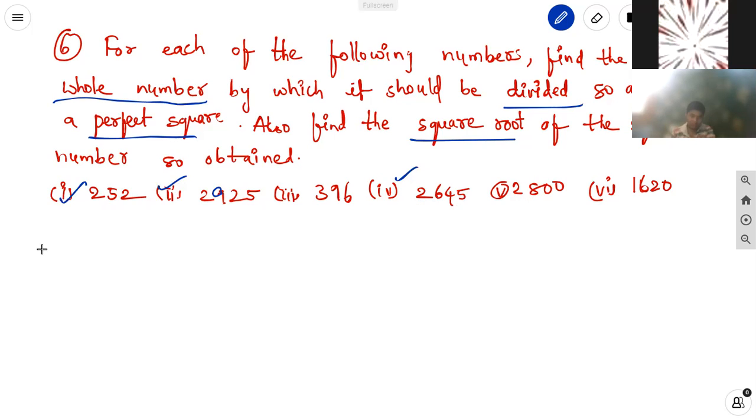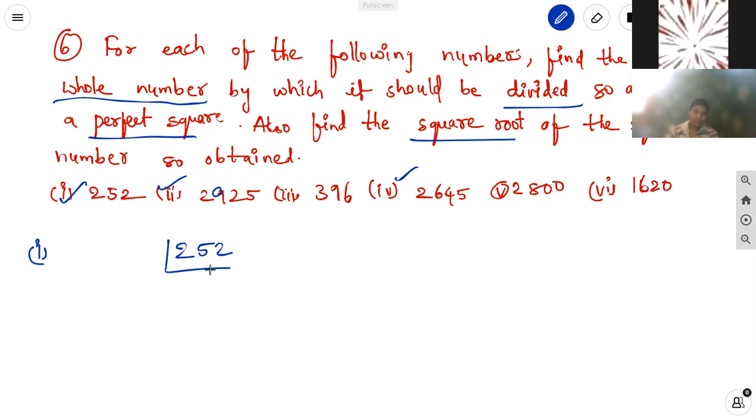Okay. Here the first question is 252. By the prime factorization method, we can find out the prime factors. In that, what is the number not in pair? We should divide by such a number on both sides, then we get a perfect square. After that, we can take the square root.